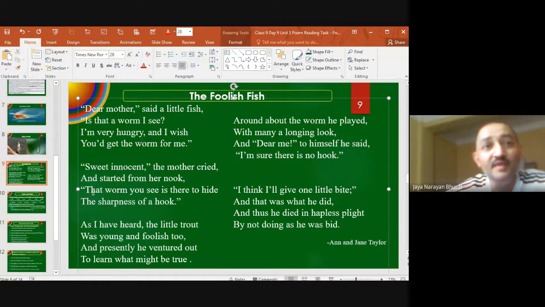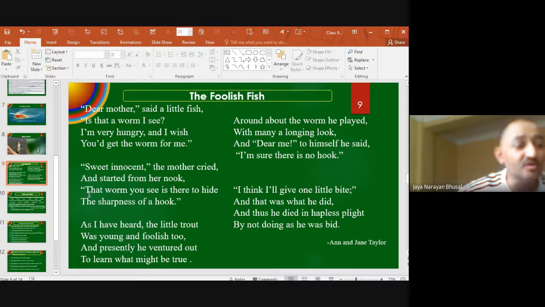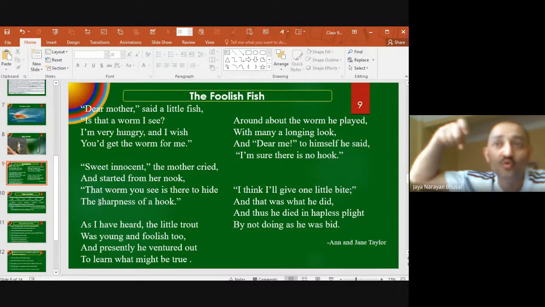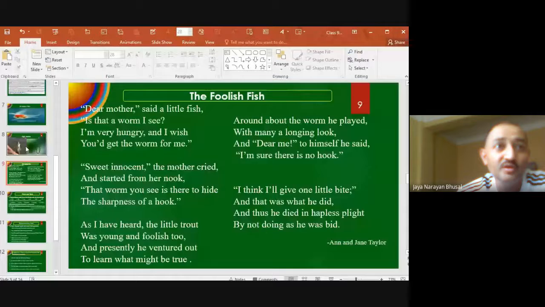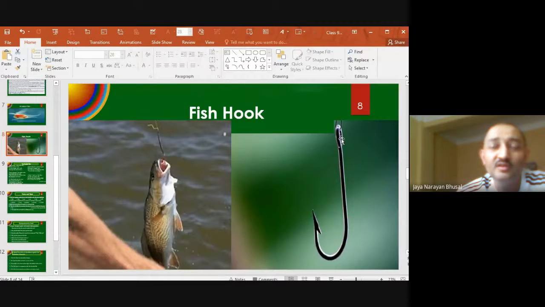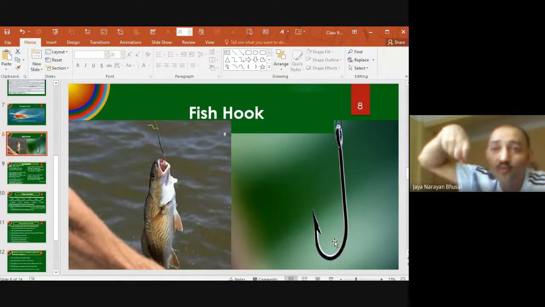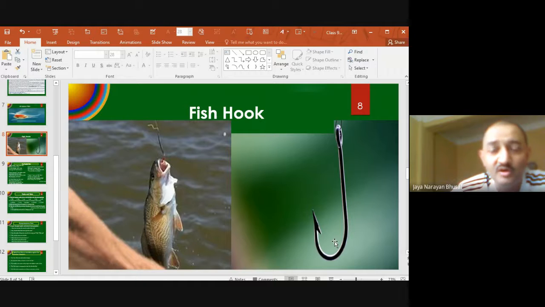Okay. That worm you see is there to hide the sharpness of a hook. That means now the mother tells the truth. Actually, the worm you see is not the worm to be eaten to quench your hunger, but it is in fact a trap. There is a hook. I just showed you the hook. These kinds of hooks. Look at this. These hooks are placed inside the worm. You know worm? Usually earthworm.